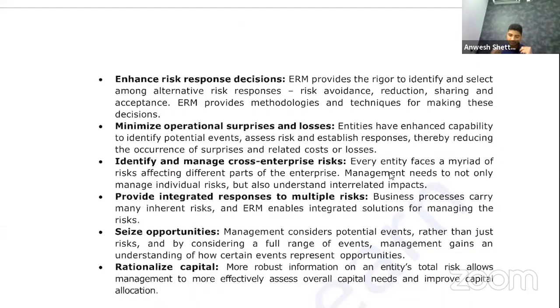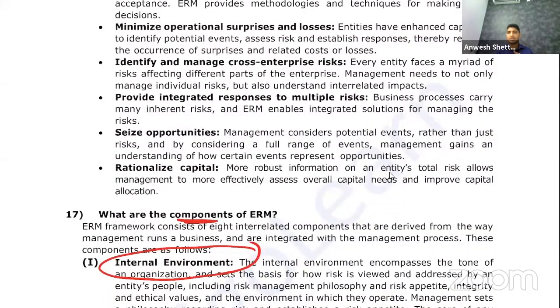Next one is rationalize capital. Let's say you have 1 crore rupees this year and you want to do something with it. If you don't have a proper strategy, you may put the entire 1 crore rupees somewhere and lose that entire money. If you have a little bit of risk management strategy, you can create a portfolio, invest a little money everywhere, and do capital rationing, all those things. Just brush up this point. Okay, so that is question number 15 and 16.